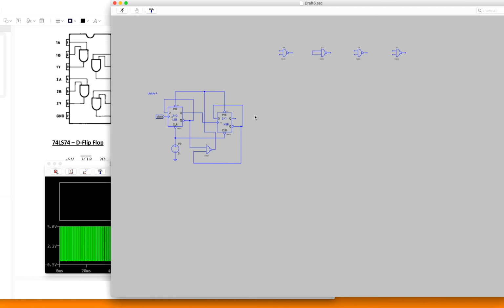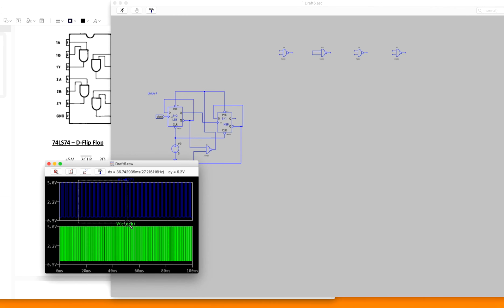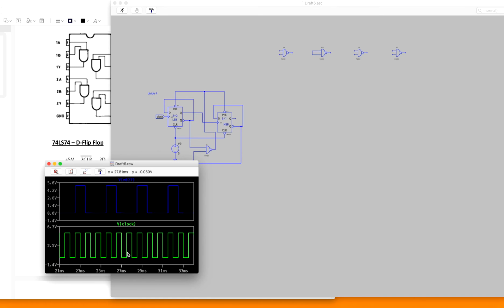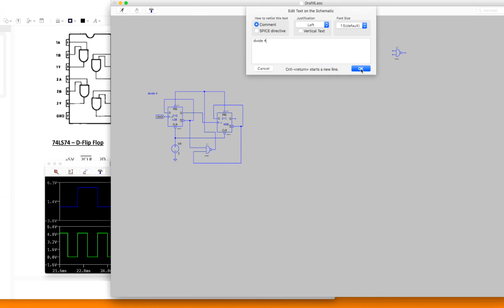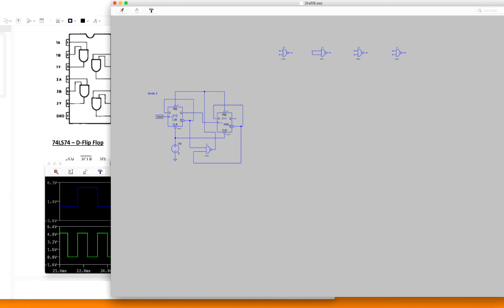Our output will again be off the most significant bit. Okay, so here is our output. Here is 1 period, 1, 2, 3 clock cycles. So here is our divide by 3 circuit.